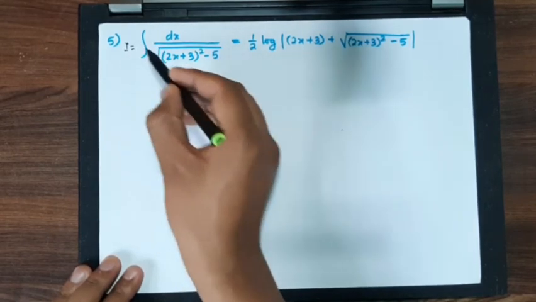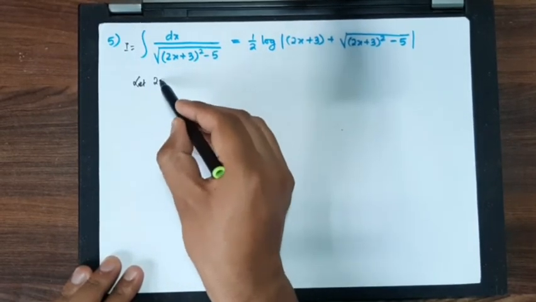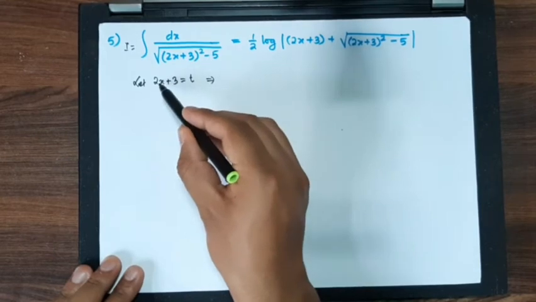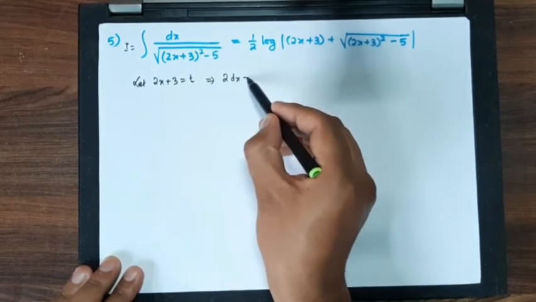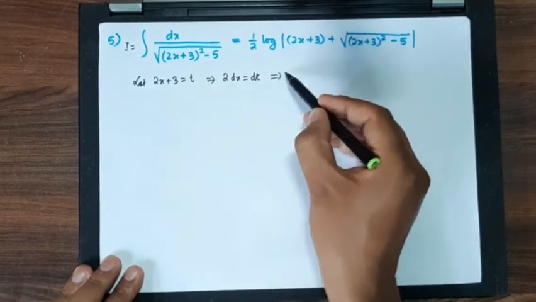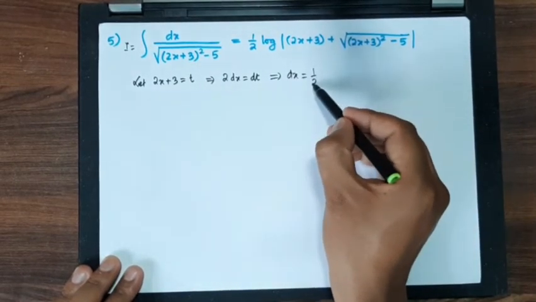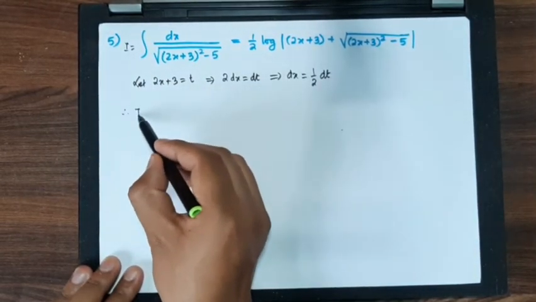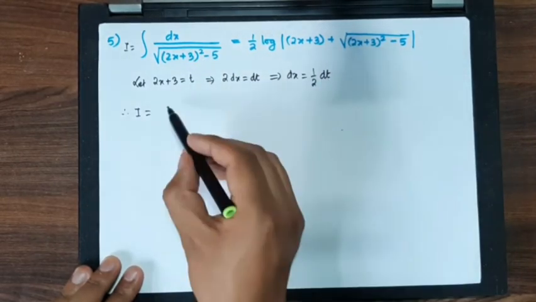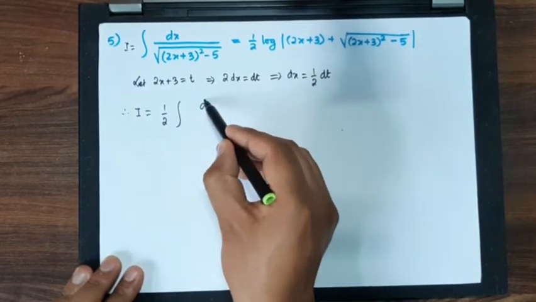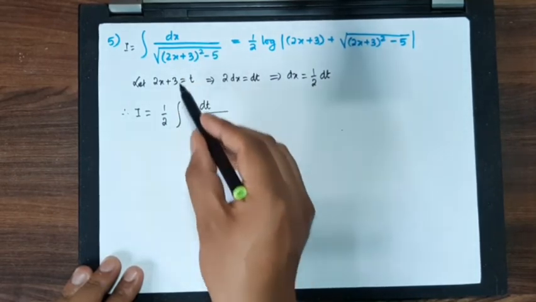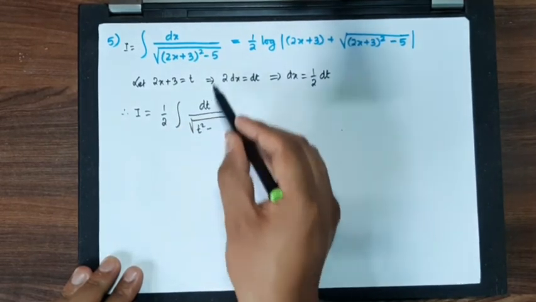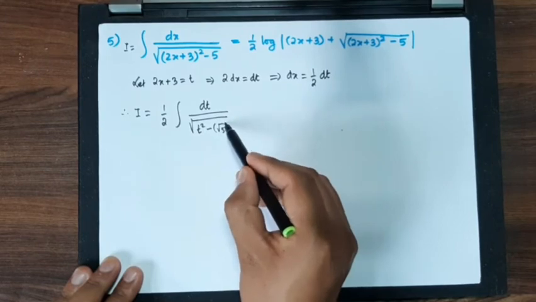So this is my I. Let 2x plus 3 equal t. The next step is we will differentiate. So it will be 2 dx equals dt, so that dx will be equal to half dt. Is that clear? Let's come back to our work. That is I equals, now dx can be written as half dt, so let me write this half outside. So we have dt by, this is how much? This is square root of t square, and this 5 can be written as square root of 5 whole square.